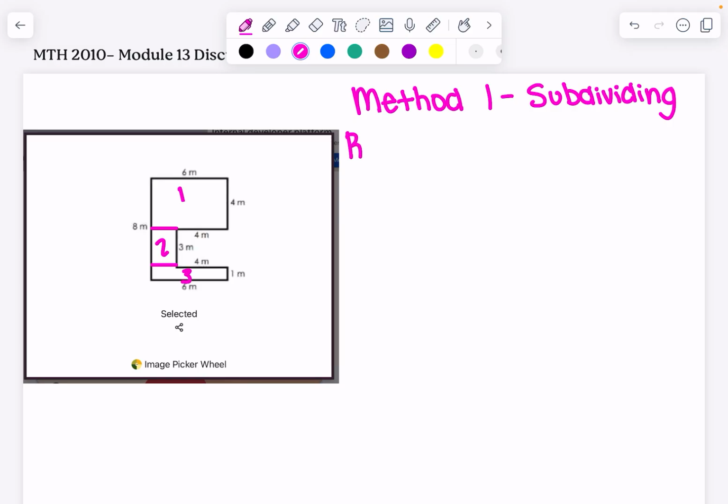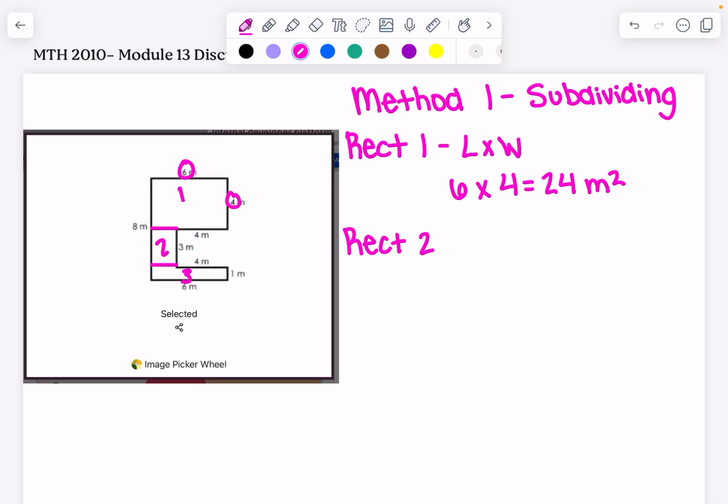So for rectangle 1, we need to find the area. We know that area is length times width of a rectangle. So here we have 6 and 4. These are the numbers of our length and our width. So then we multiply. 6 times 4 is equal to 24. Don't forget your units, meters squared. So now we need to do that for the rest of our rectangles.